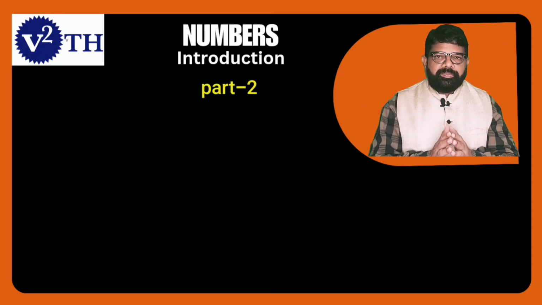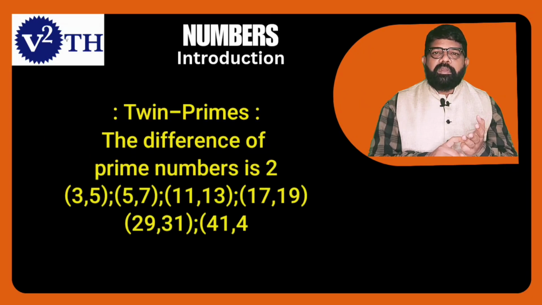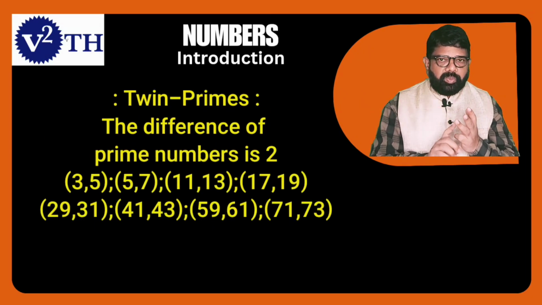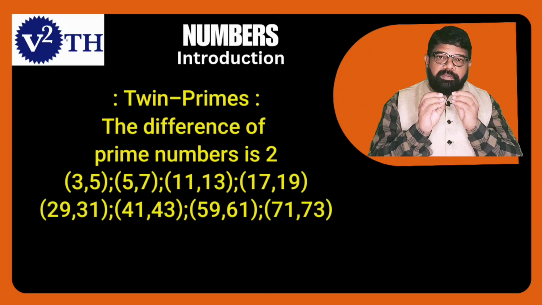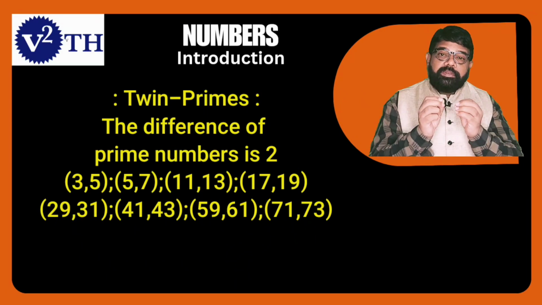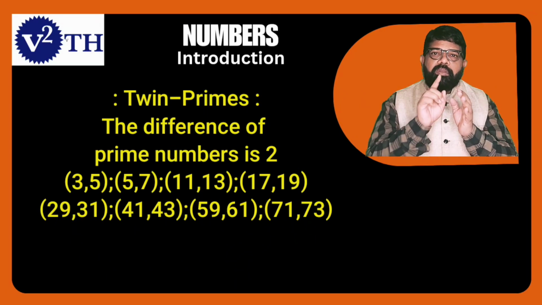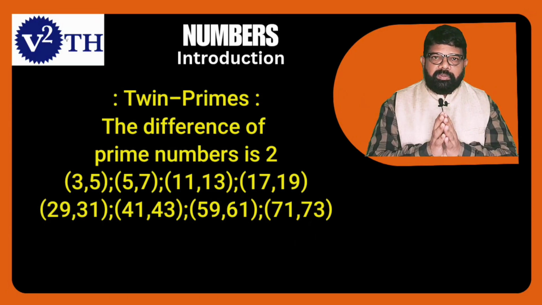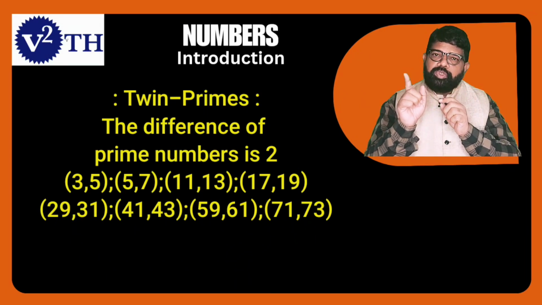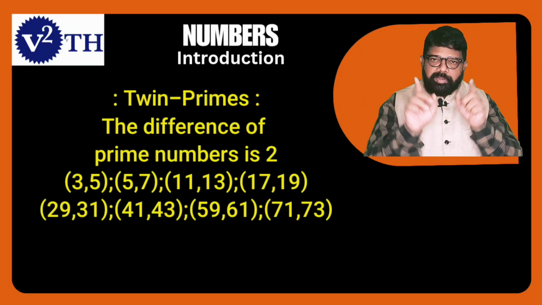Now in this video, what is meant by twin primes? Twin, the name itself says two. So the difference of prime numbers is 2. What is the definition of twin prime? The difference of prime numbers is 2. Let it be one example, 3, 5. 3 is a prime number, 5 is a prime number. So what is the difference of these two? 2. If the difference of two prime numbers is 2, we say that is called twin prime.